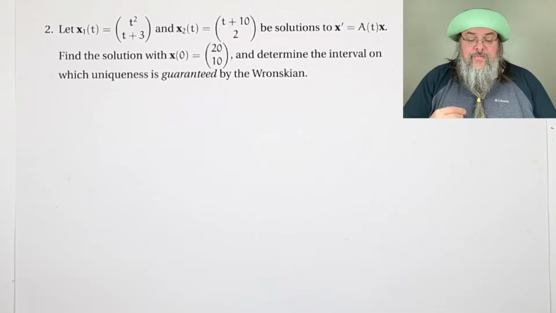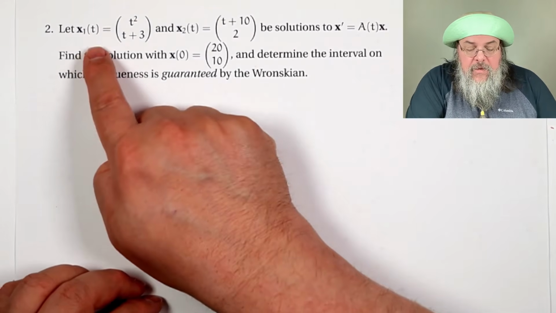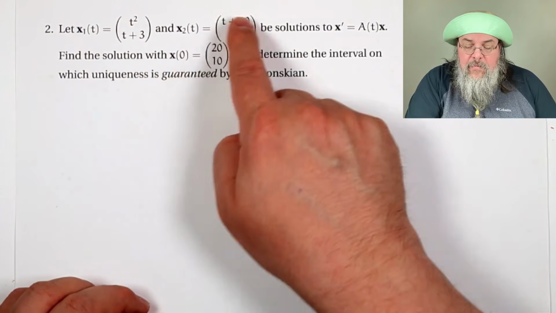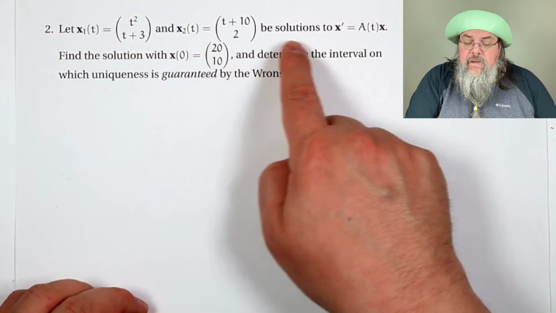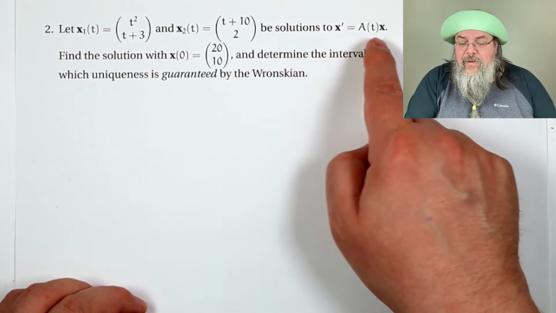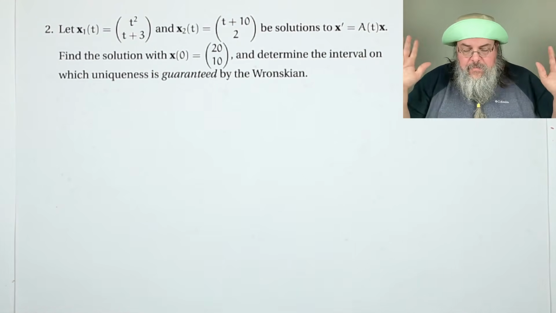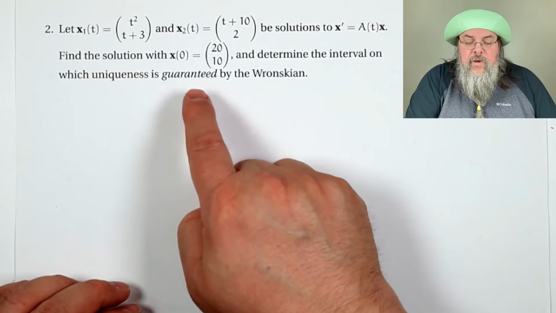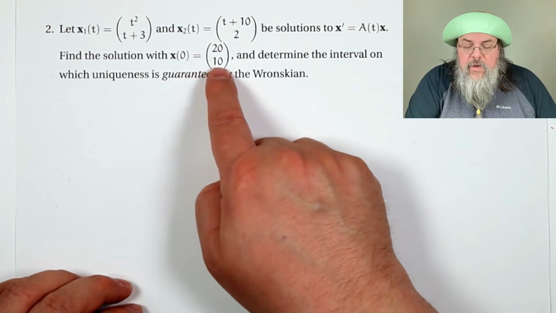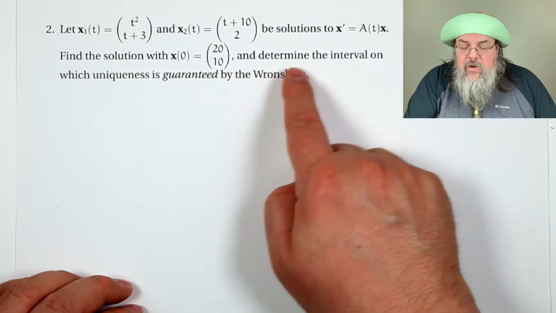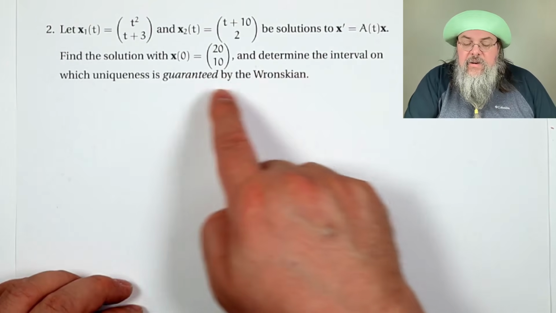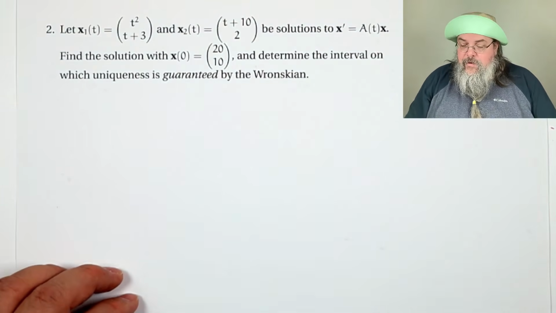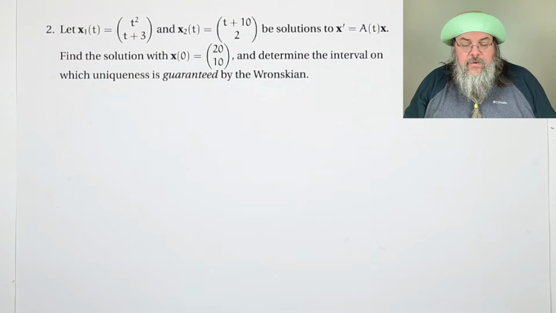Number 2. Let x1 of t be (t squared, t plus 3) and x2 of t be (t plus 10, 2) be solutions to x prime equals A of t times x. Now we don't know what A of t is, but we don't need to know that. Find the solution with x of 0 equals (20, 10), and determine the interval in which the uniqueness is guaranteed by the Wronskian. Okay, so what do we do?